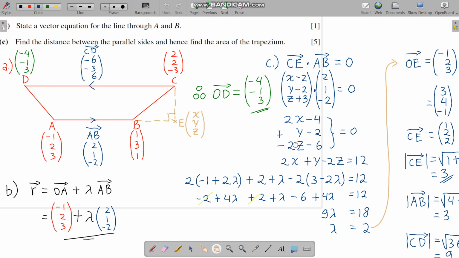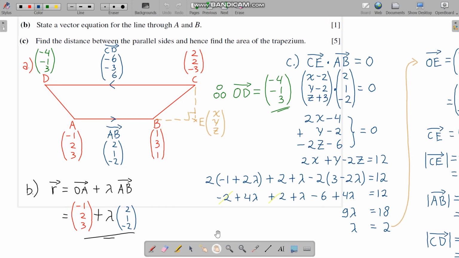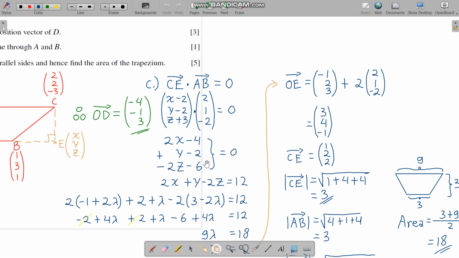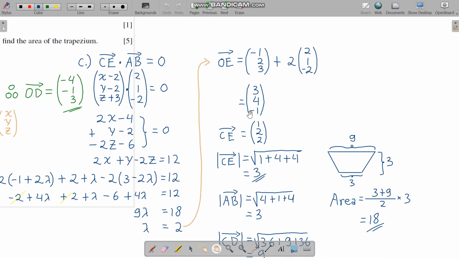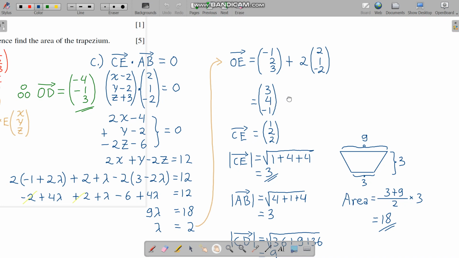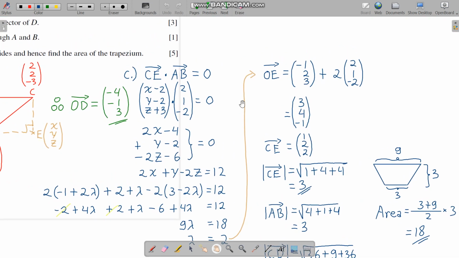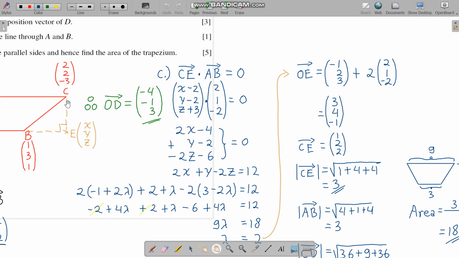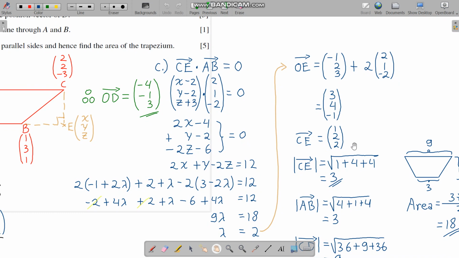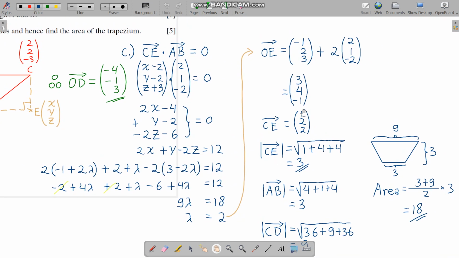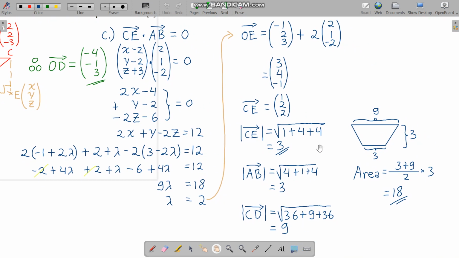Now that we have lambda, of course we can find the coordinates of E. You just replace this lambda here with 2 and you get the coordinates of E. So replace with 2 and this is what you get, the position vector of E. Now this is just the position vector of E. To find the height, we need to find the length of CE. So CE means E minus C, so it is 3 minus 2, 4 minus 2, minus 1 minus 3, we get the CE. And the magnitude is 1 squared, 2 squared, 2 squared, plus everything and square root everything, we get 3.